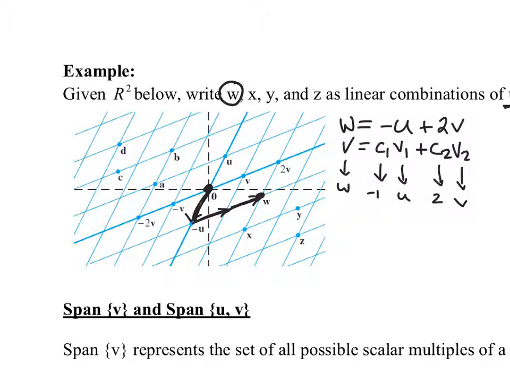All right, so the second one is to figure out a way to get to X from the origin, always from the origin. So I can take 2 steps along that U line in the negative direction, so negative 2U, and then 2 steps along the V line in the positive direction.